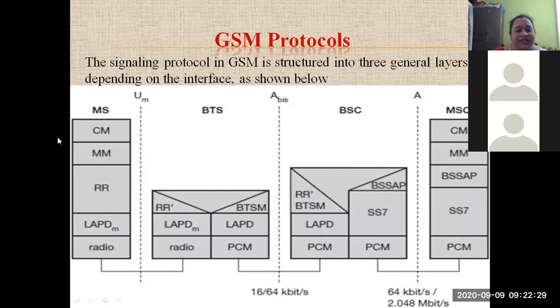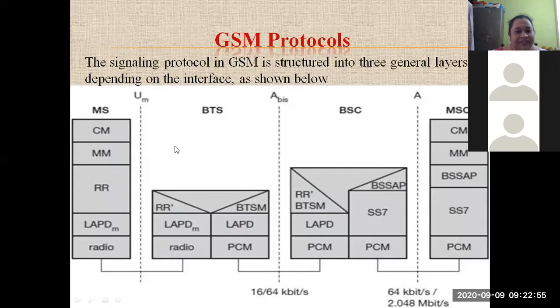Right. So this particular mobile station has a particular set of protocols. A protocol stack is different from the corresponding protocol stack of the base transceiver system and the base station controller. What does this mobile station consist of? CM, MM, RR, LAPDm, and radio. And what does the BTS consist of? RR is in common between these two, then BTSM, LAPD is common, and radio and PCM. What are all these things?